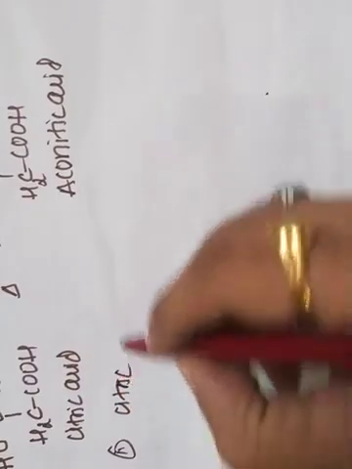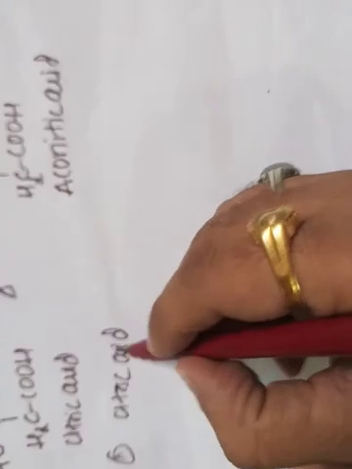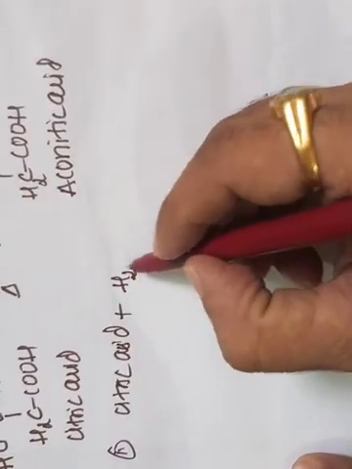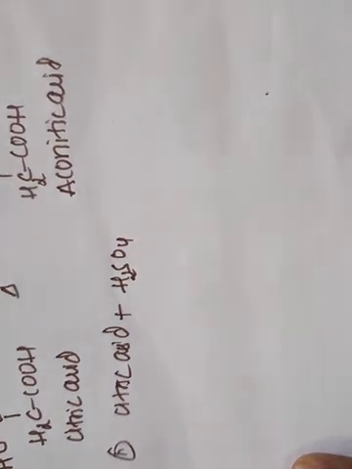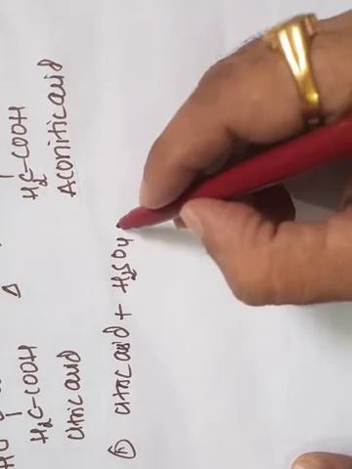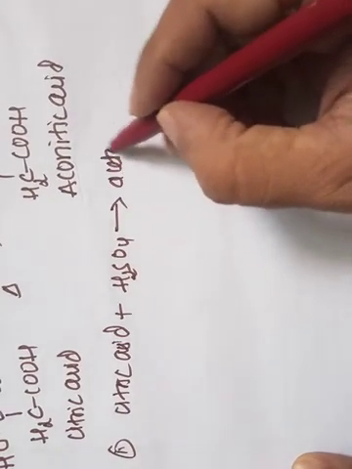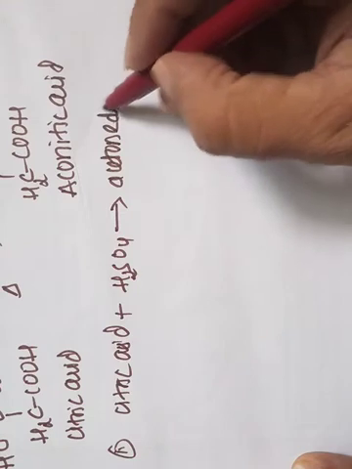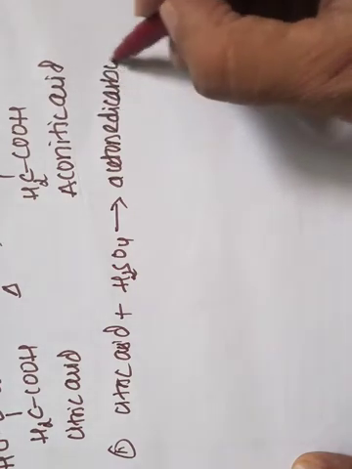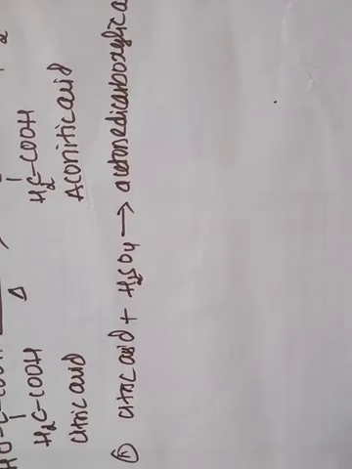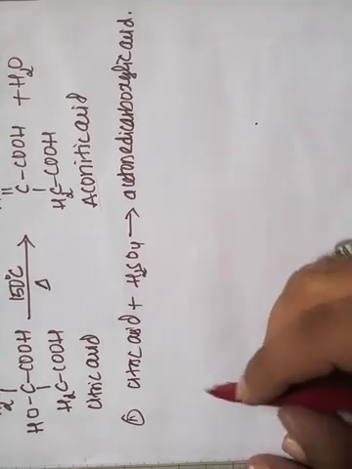Next we shall see one more example. When citric acid is heated with fuming sulfuric acid, the citric acid will form acetone dicarboxylic acid. Let us see its reaction.